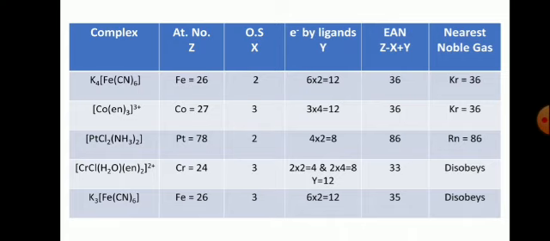Another example is K3[Fe(CN)6]. It is slightly different from the first example. The difference is the oxidation state. Again, iron is the central metal, and the atomic number is 26. But here the oxidation state is plus 3. Again, there are 12 electrons donated by ligands. However, the EAN now is 35. So again, this is disobeying the effective atomic number theory proposed by Sidgwick.